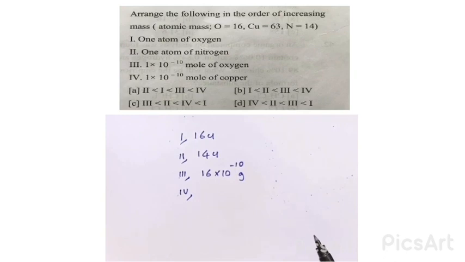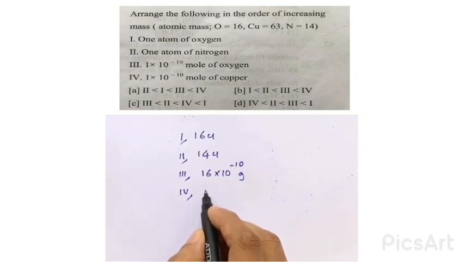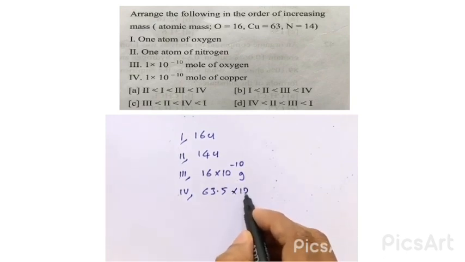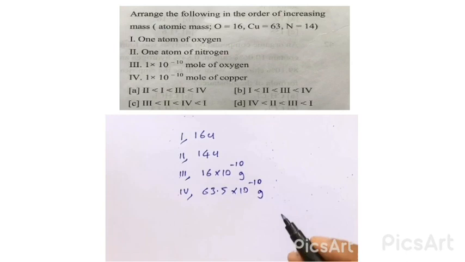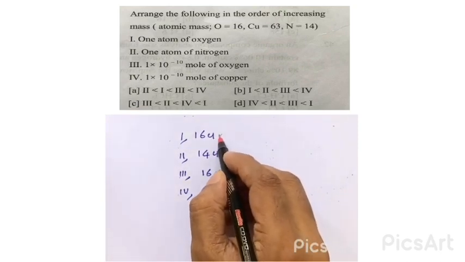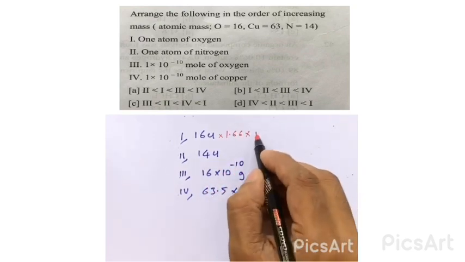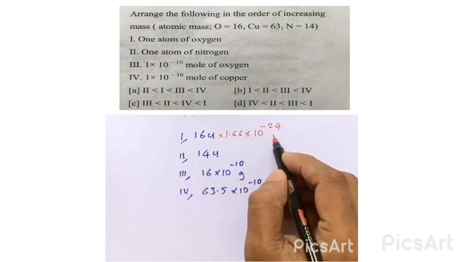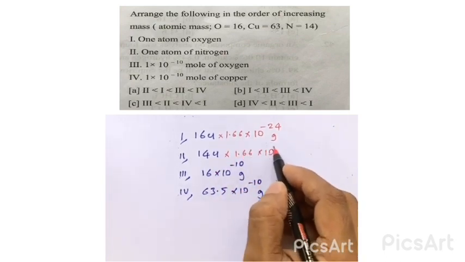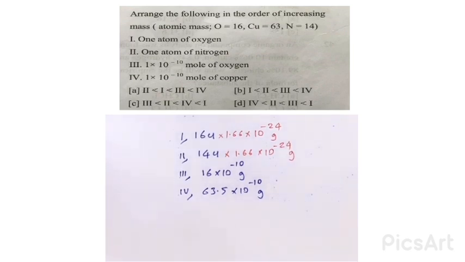4. 1 into 10 raised to minus 10 mole copper. 1 mole copper has mass 63.5, so 63.5 into 10 raised to minus 10 gram. Now 2 masses are in gram and 2 in u. So first I am converting these 2 masses into gram. How? Into 1.66 into 10 raised to minus 24. Further calculation is not required.